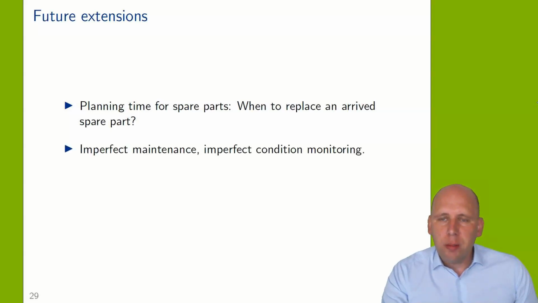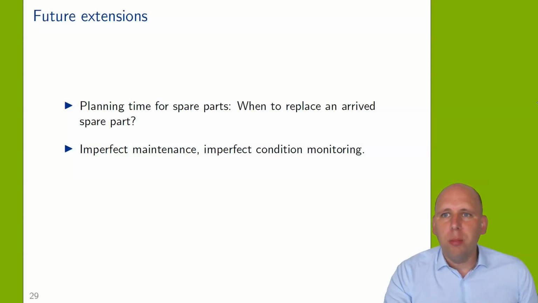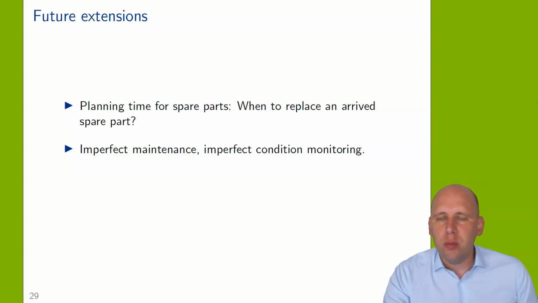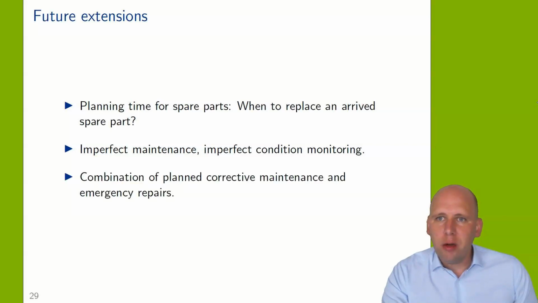We could also consider imperfect maintenance, so that we do not always go back to the as good as new state after maintenance. And we could also consider condition monitoring that is not perfect, so that we don't know for sure in which deterioration state we are. And then finally, a combination of planned corrective maintenance and emergency repairs could be considered. So if failure occurs early during the planning time, an emergency repair may be better, whereas we could maybe wait for the planned maintenance intervention when there is not that much time left.